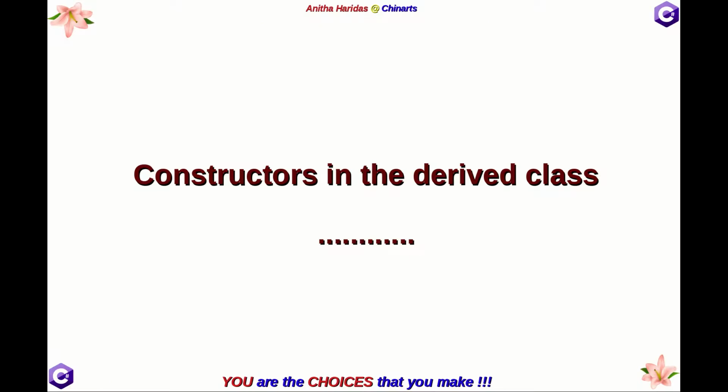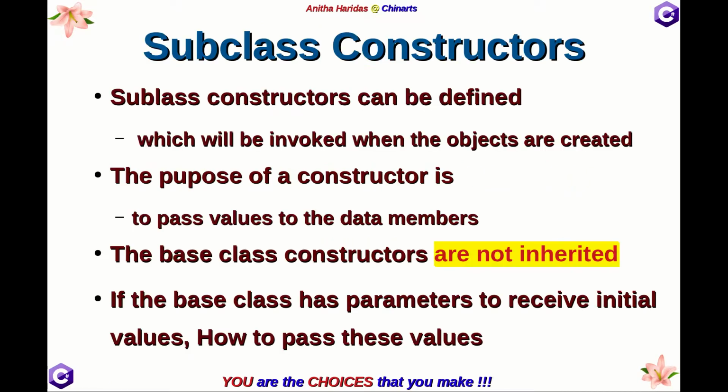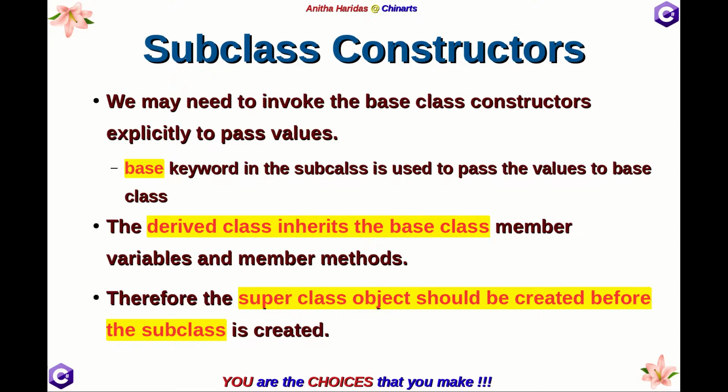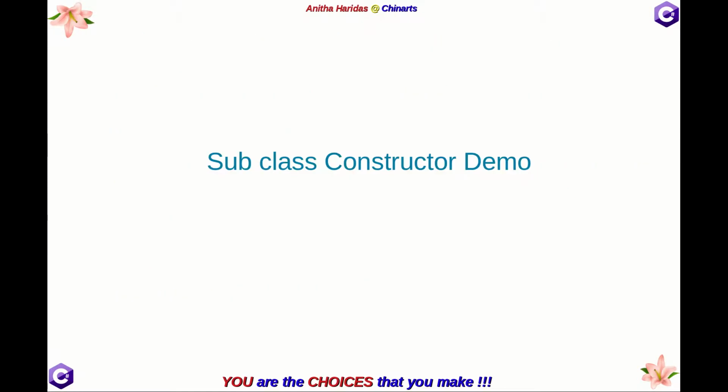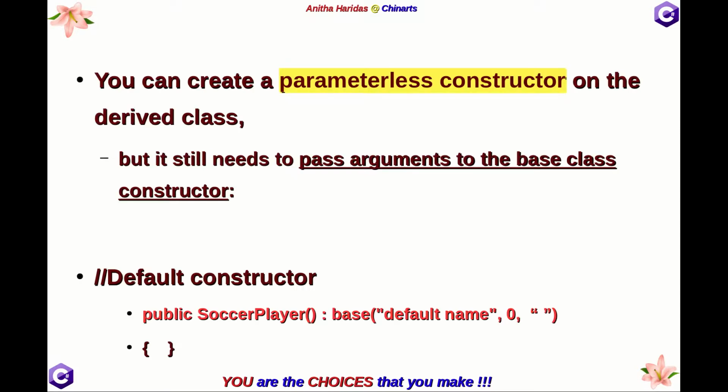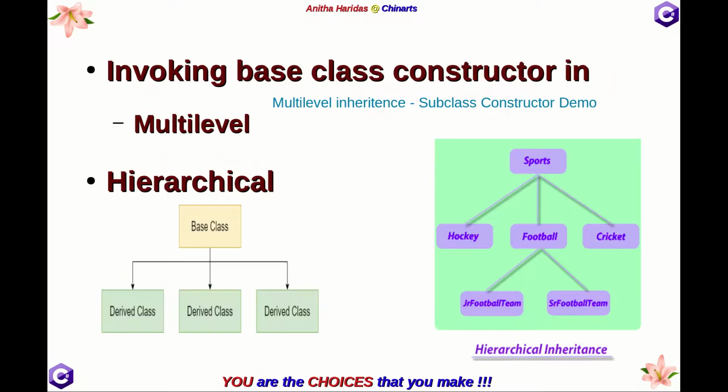We have also discussed how a constructor for a derived class can be declared and how a subclass constructor can invoke a base class constructor explicitly. In multi-level inheritance, how the base class constructor can be invoked, etc.